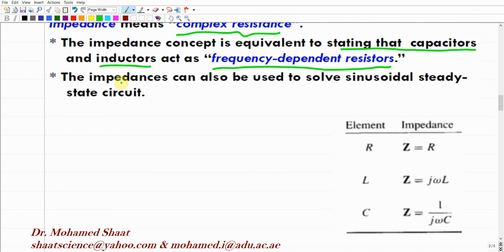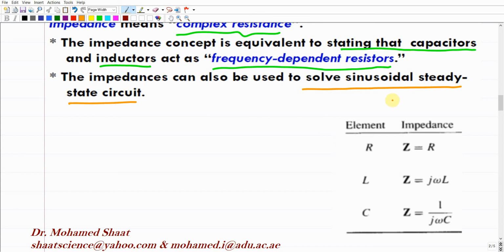Make sense? The impedances can also be used to solve circuits, and this is the approach we're going to use. The good thing about impedance is that it provides a very simple form of the electrical circuit. Once we convert the electrical circuit from the time domain to the phasor domain, or the frequency domain, we automatically end up with these impedances. We're going to treat them like the conventional resistors within the electrical circuit, so we can easily do analysis for the electrical circuit.